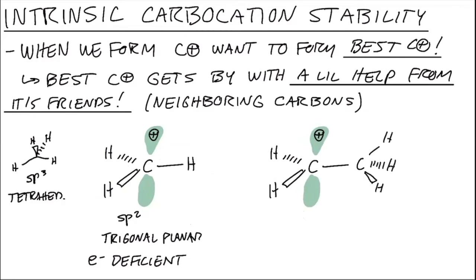And again, just drawing some wedges and dashes there, not because there's any chirality to this molecule that we need to worry about, but just to show their positioning in space. So if we have a neighboring carbon, that carbon has a little bit of electron density that it can help donate to our deficient carbocation, but not through a pair of electrons. It's going to be through the bonding electrons of the carbon and hydrogen. So how can this happen?